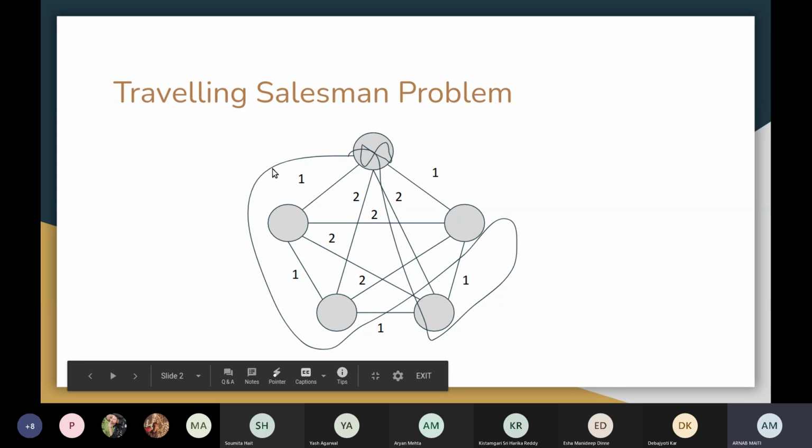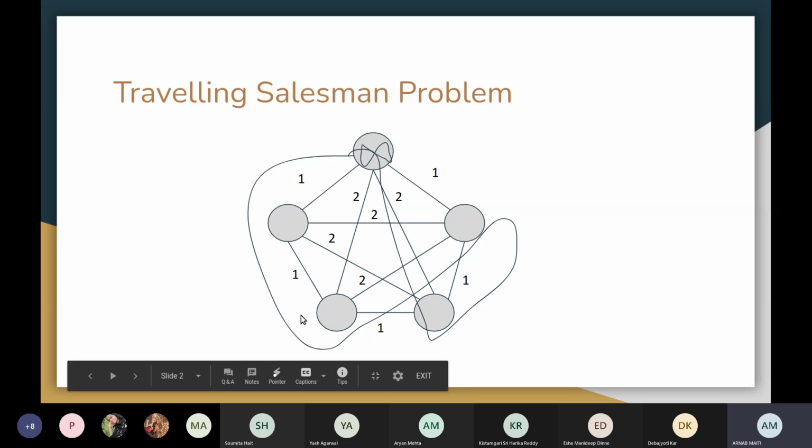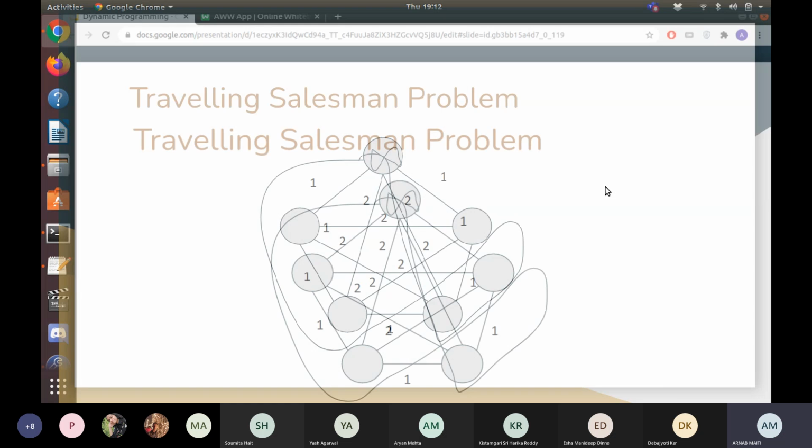7 units. Let me see. It should be 6, right? Like one, two. No, it's 7. He told it correctly. Sorry, it's my bad. Let me check once more. 1 plus 1, 2, 2 plus 2, 4, 1, 7. Yeah, 7 units. So it's 7 units.